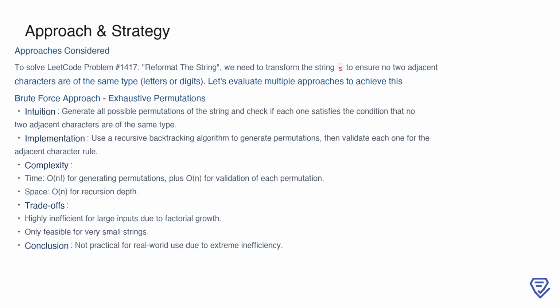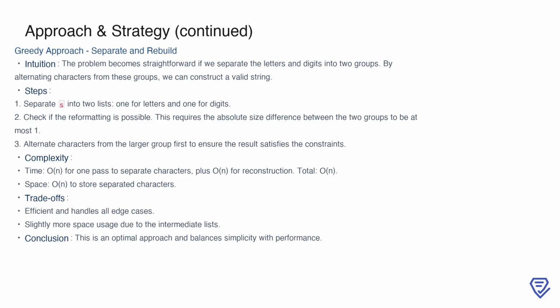problem space. A more efficient strategy is the greedy approach, which simplifies the problem by separating the characters into two groups, letters and digits. Once separated, we check if reformatting is even possible by ensuring that the absolute difference between the sizes of the two groups is no greater than 1. If this condition is met, we construct the result by alternating characters from the larger group first. This ensures that the output string adheres to the rule that no two adjacent characters are of the same type.